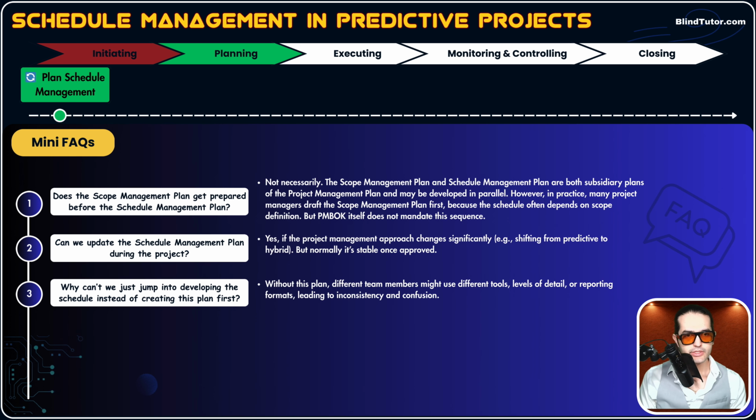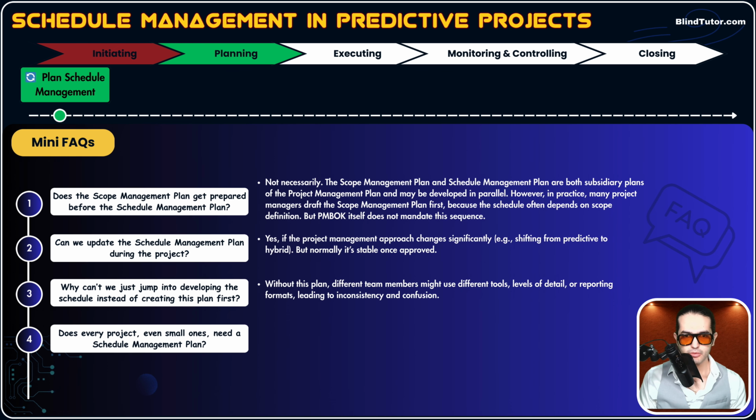Question number 4, does every project, even small ones, need a schedule management plan? Yes, but the level of detail can vary. For a small project, it may be 1 page. For a large hospital project, it may be 20 plus pages. For an adaptive project, you may not need a schedule management plan.